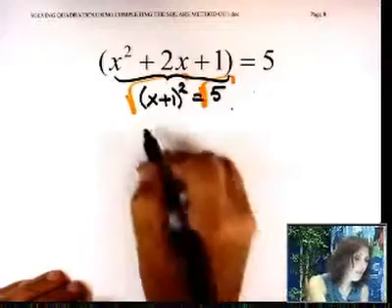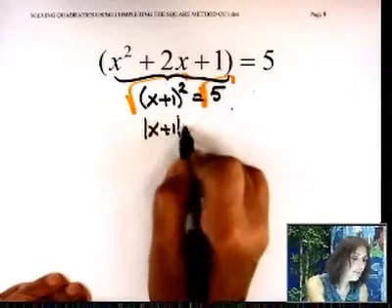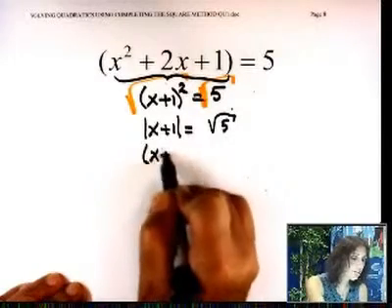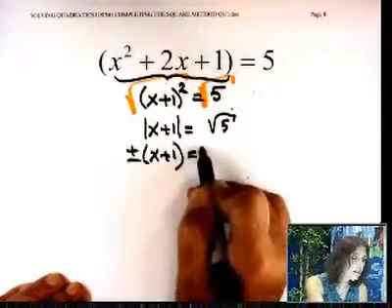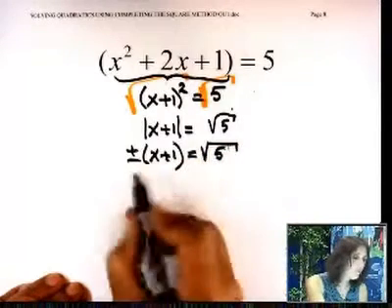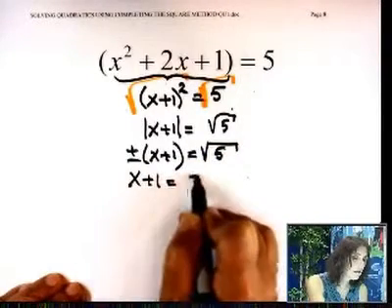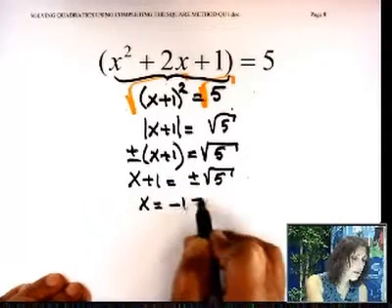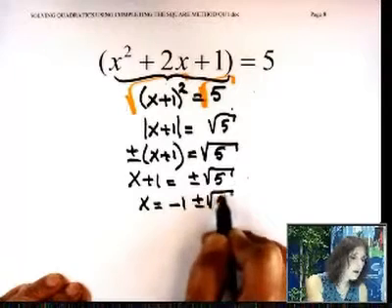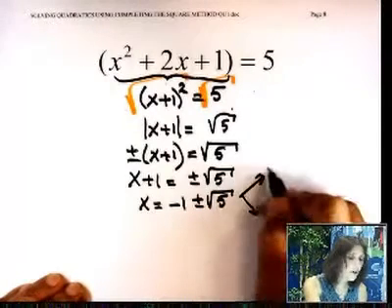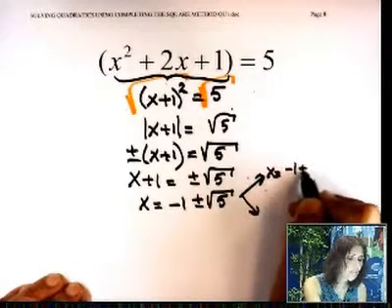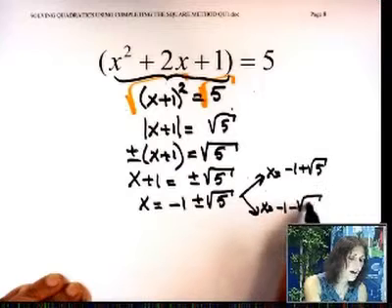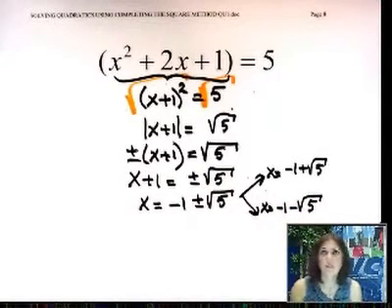Then you're going to end up with x plus 1 on the left, rad 5 on the right. Remove the absolute value. You are going to get plus minus. Move the plus minus on the other side. Move 1 to the other side. Now what did you end up having? 2 parts. X equals negative 1 plus rad 5. X equals negative 1 minus rad 5. 2 irrational real answers.